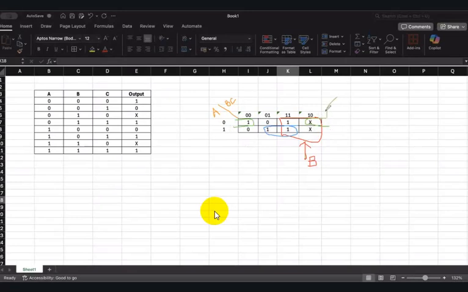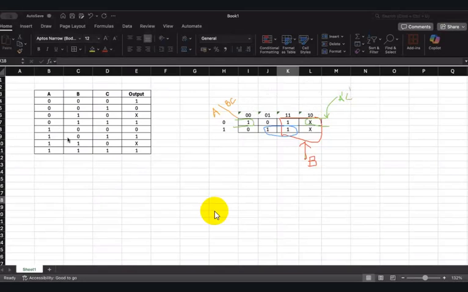So for the green group, you have A bar. Then you check the B component, that is changing. And the C component is not changing, and this will be C bar. Why is it C bar? The value that is not changing is 0, not 1. So we have it like A bar, C bar.